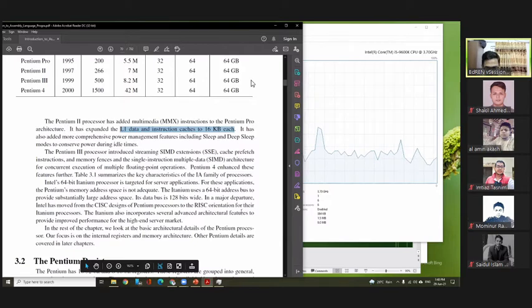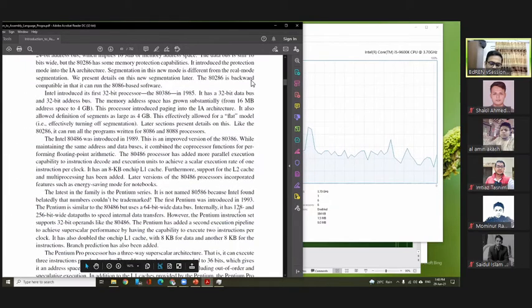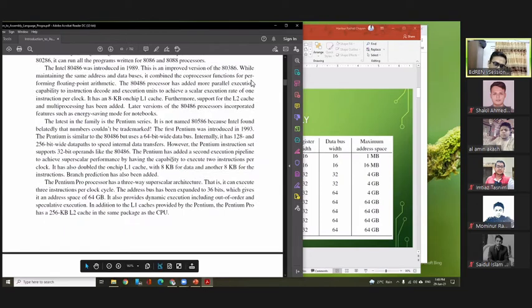So with each processor, when they launched a new one, they added some new features. They expanded the ability. They expanded the cache size. They expanded the address bus and the data bus, so that you can see the progress until my processor, how the progress is happening.